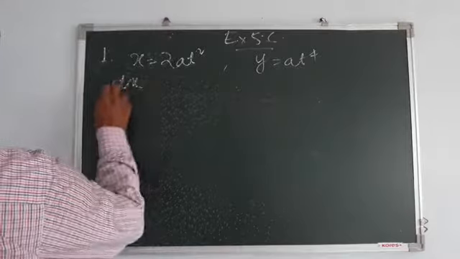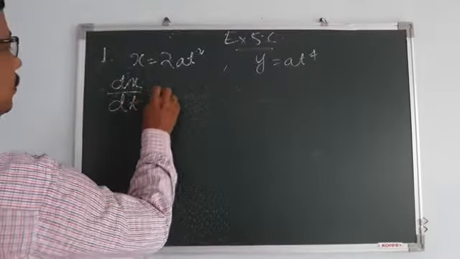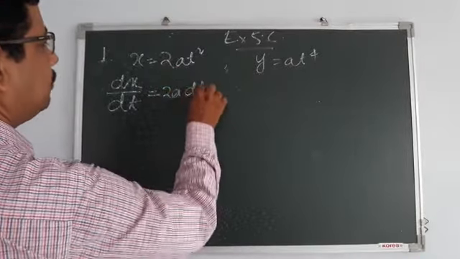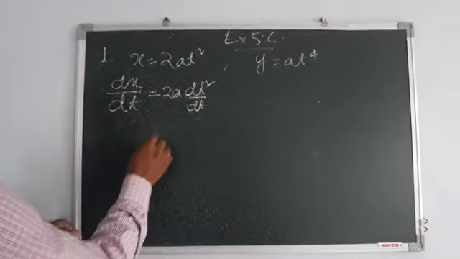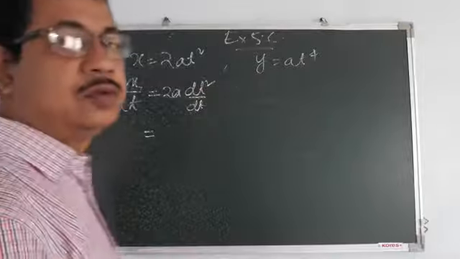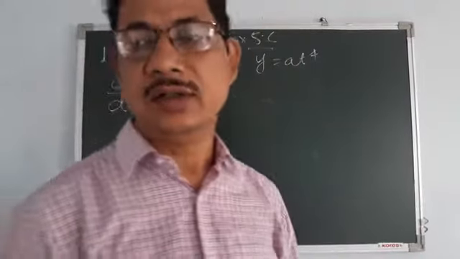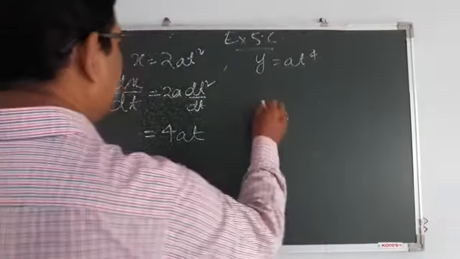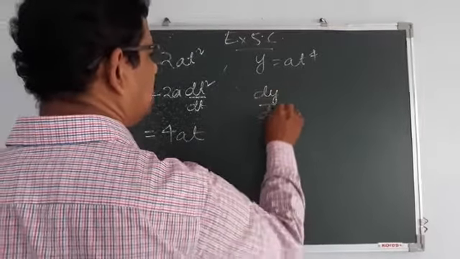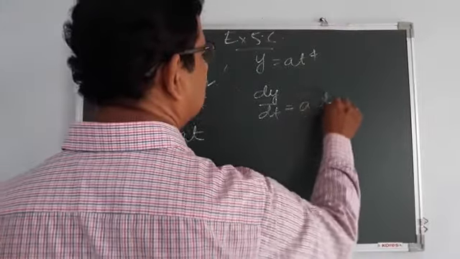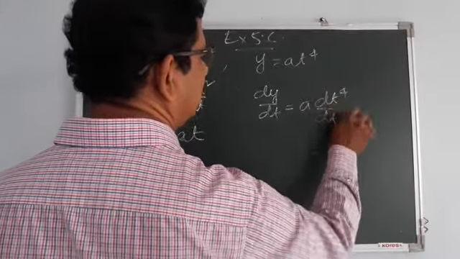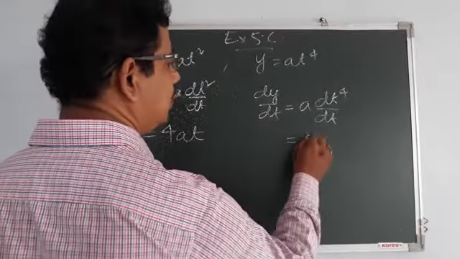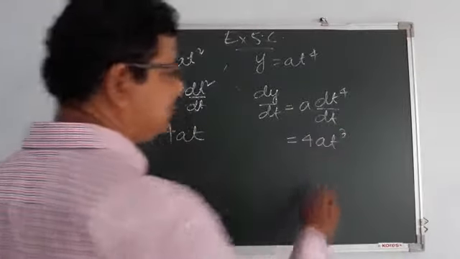Then the rule is you have to differentiate x with respect to t. So here 2a is constant, it will come out, and you have to differentiate only d t square by dt. T square differentiation with respect to t is twice t, just like dx square by dx is twice x. So it is 4a t. Here also, if you differentiate y with respect to t, a is constant, it will come out, and you have to differentiate t to the power 4 with respect to t, it is 4t cube. So you can write 4a t cube.